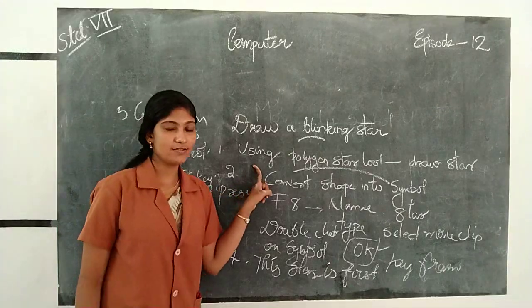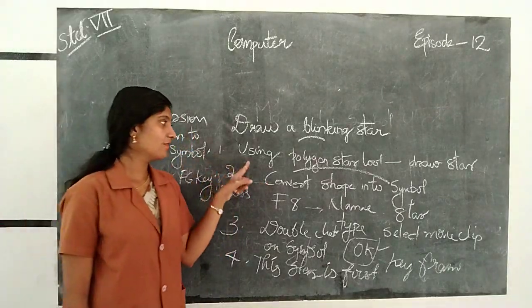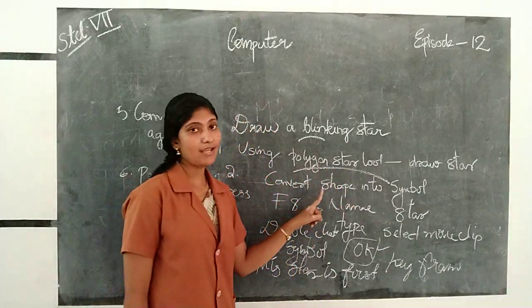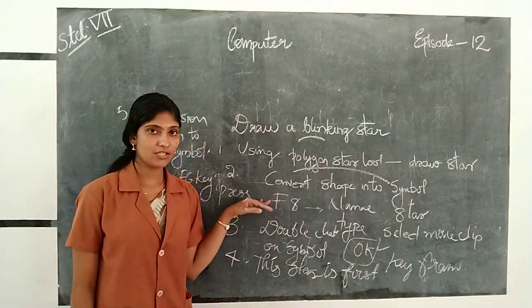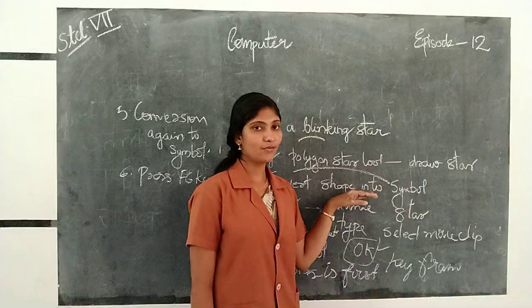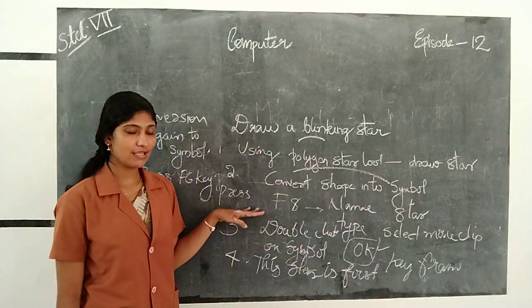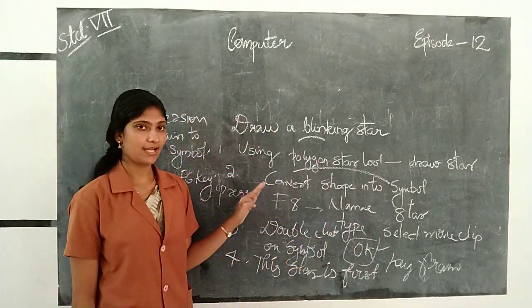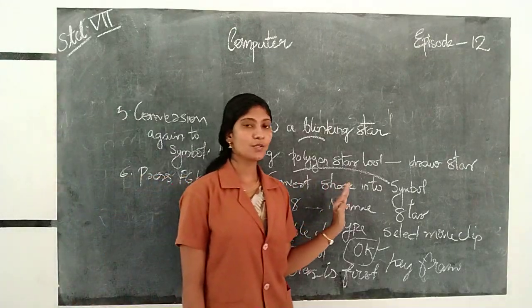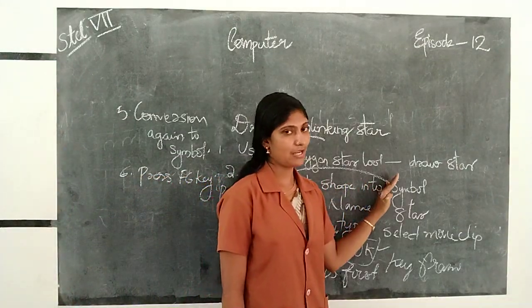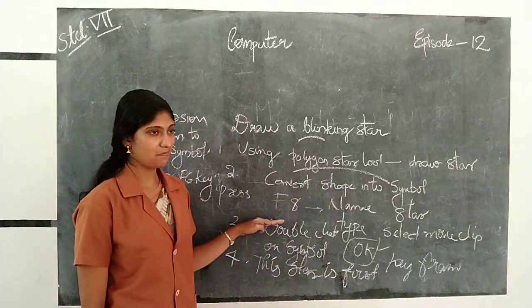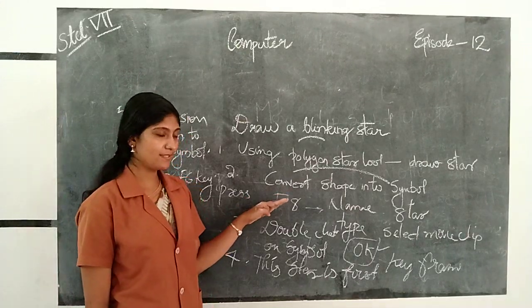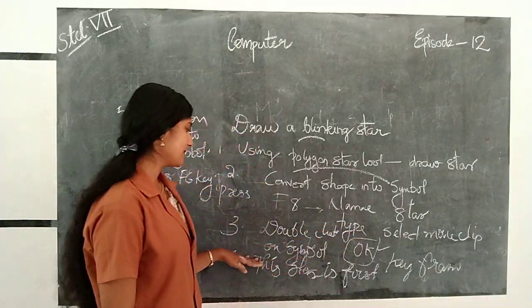So once again, first we have to draw a shape. For that, we use a polygon star tool, and then second step is we need to convert it into a symbol. Now it's just a shape, so how does it convert to symbol? Just press the F8 key, then a dialog box appears. It contains name and type and OK button. So you just need to enter a name for that shape. Then select the type of the symbol. Here we have to select movie clip symbol. Then click OK.